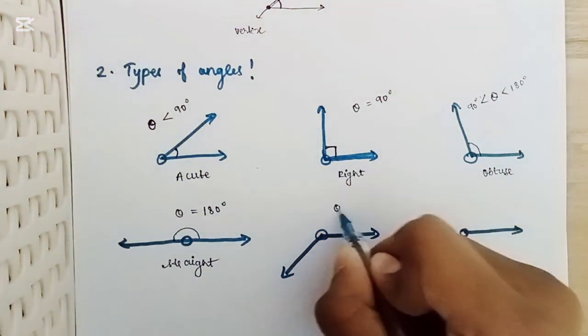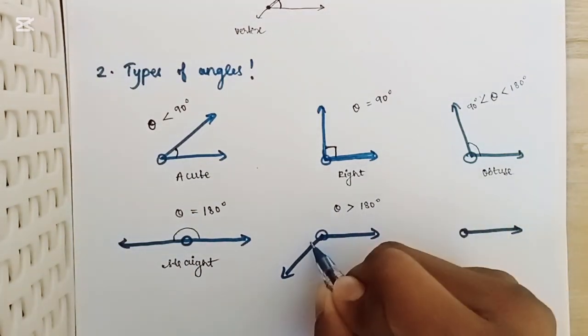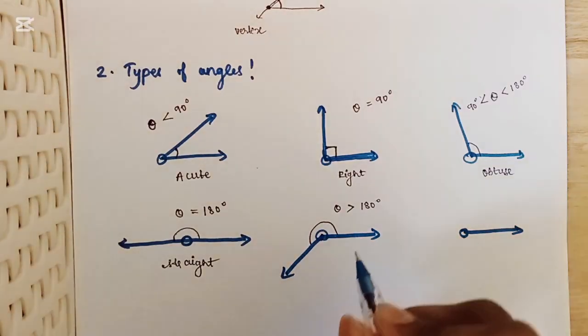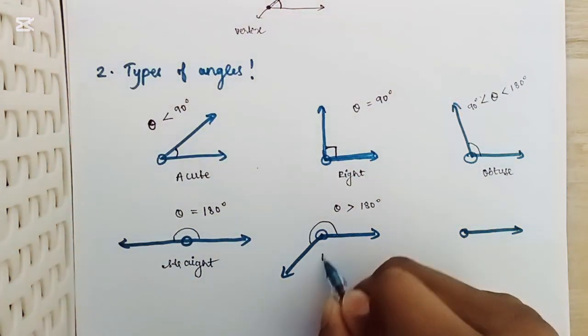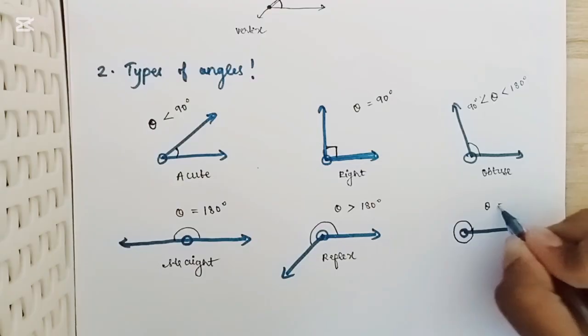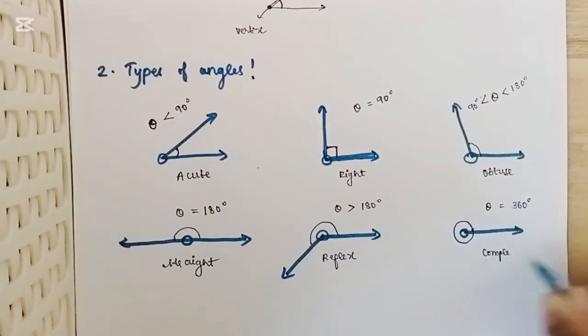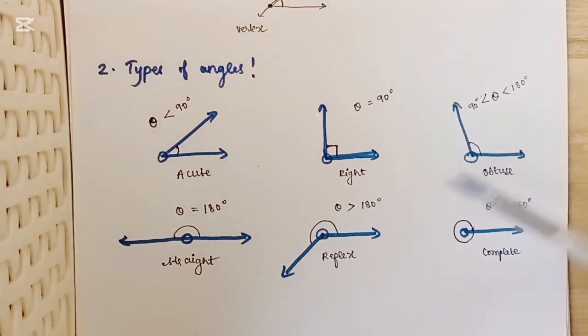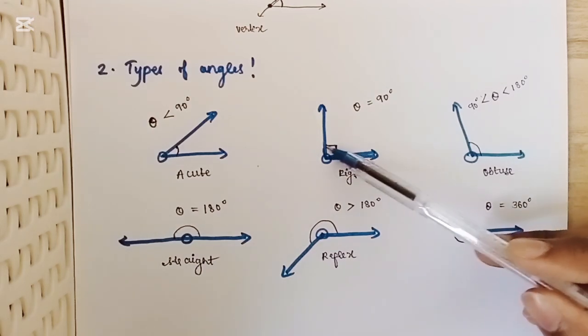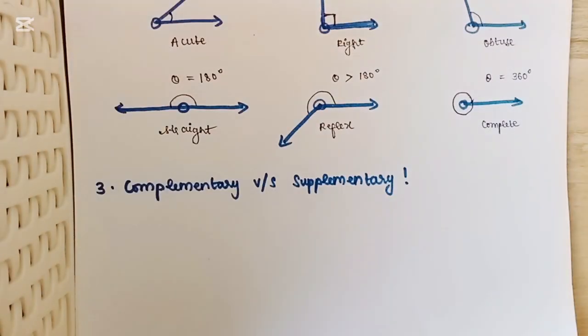This is when theta is greater than 180. Such angles whose theta is greater than 180, we call the reflex angle. And an angle whose theta is equal to 360 degrees is called a complete angle. The only exception is for a right angle, when the angle is shown like a small square corner.